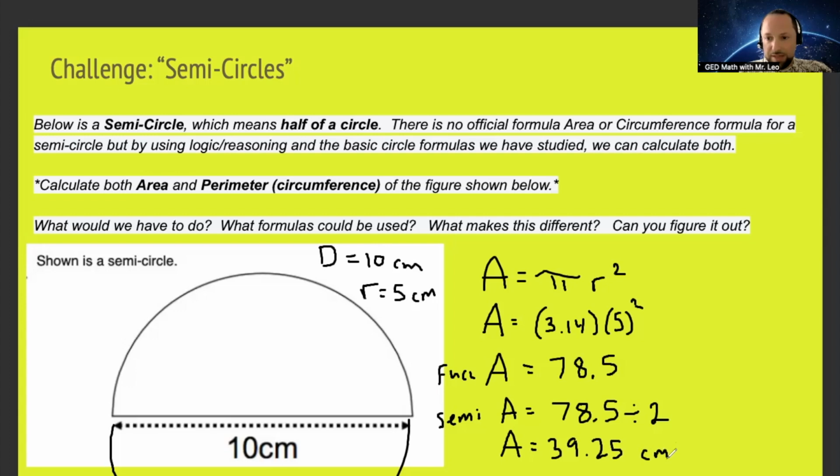All right. You like that? They love doing stuff like this on the test, where they base it on the basic formulas, but you still have to use your own reasoning to get the answer.